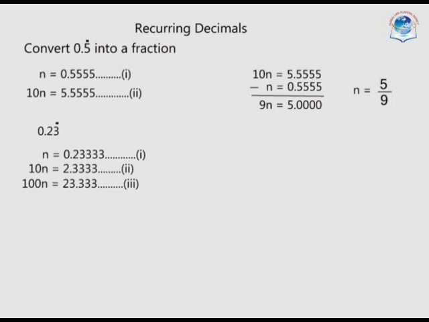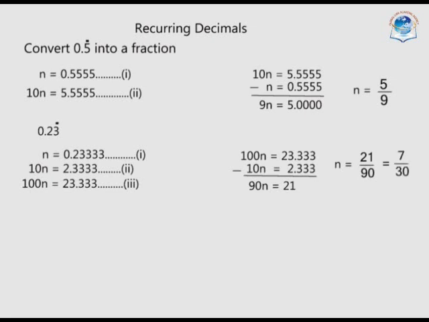Now we can subtract equation 1 from equation 3. 100n minus 10n, and we shall have 90n is equal to 21. n is equal to 21 over 90. Simplified is 7 over 30.